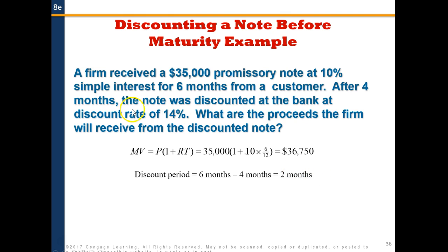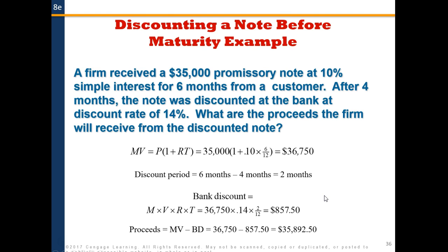Okay, so they discounted it for a period of 2 months. And then you calculate the bank discount based off of 2 months and based off of the maturity value. And then you can calculate the proceeds off of that. So the proceeds are $35,892.50. So that's what the firm will receive from the discounted note.